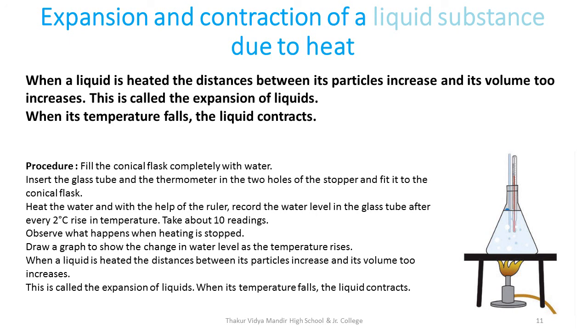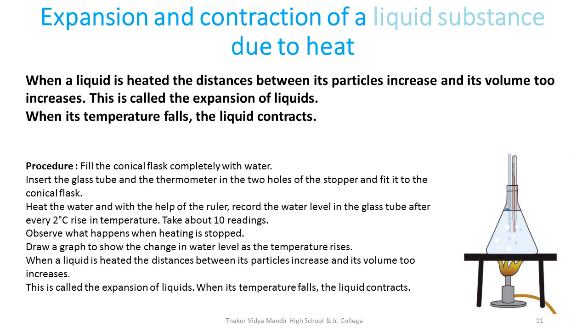Now heat the conical flask by putting it on the tripod stand and lighting the burner under it. Record the water level in the glass tube after every 2 degrees Celsius rise in the temperature that you will observe in the thermometer. That is why we are inserting the thermometer. Take 10 readings. Observe what happens once you stop the heating. Means take 10 readings, then stop the heating and observe what happens after that.